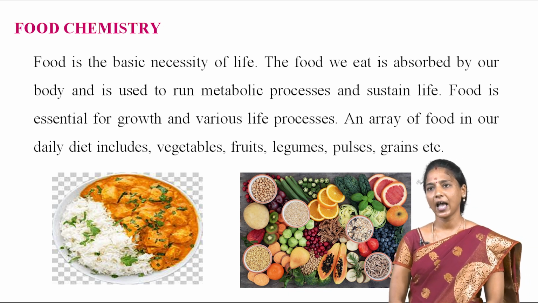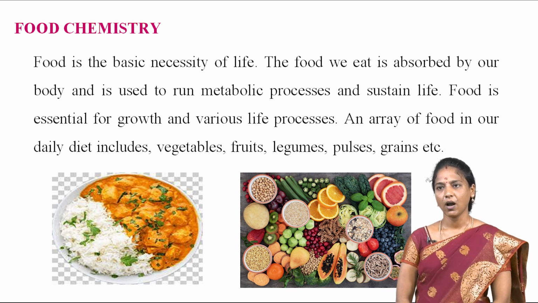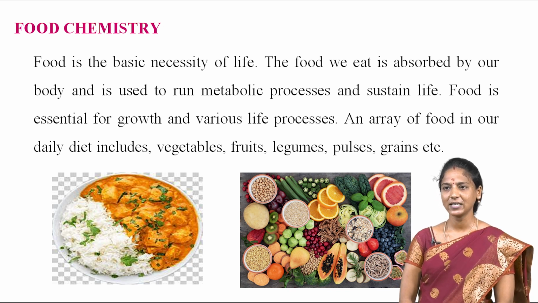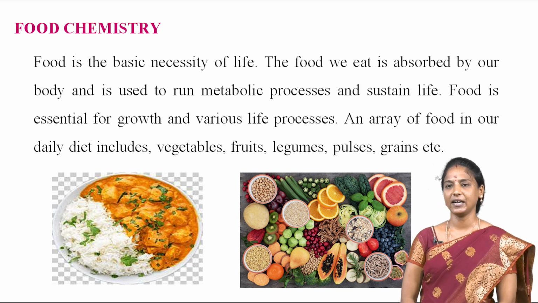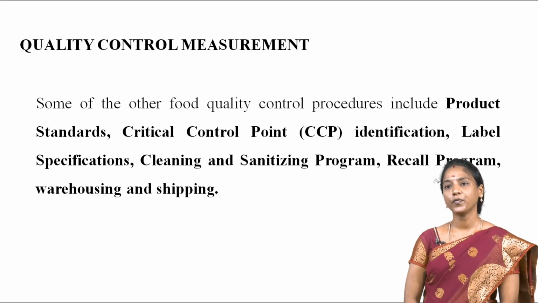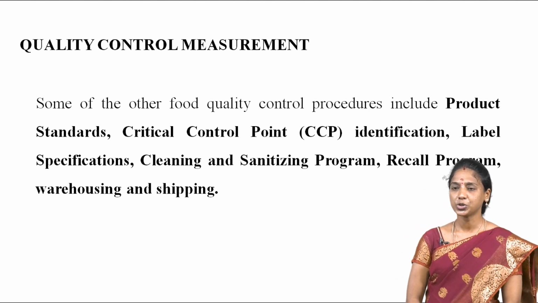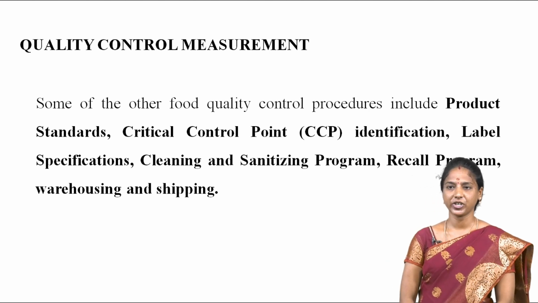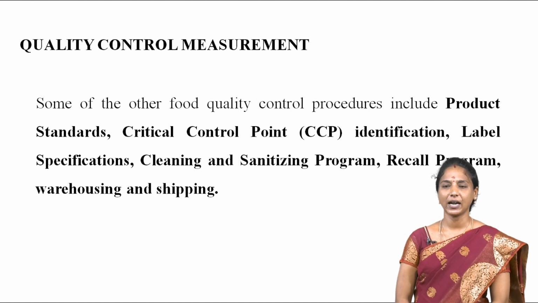But nowadays, we have seen very thin milk due to mixing with water, white, yellow or black peppers in raw pulses, white tiny stones mixed with rice and so on. This mixing of elements with the food item is adulteration. Quality control measurement. Some of the other food quality control procedures include product standards, critical control point, CCP, identification, label specification, cleaning and sanitizing program, recall program, warehousing and shipping.